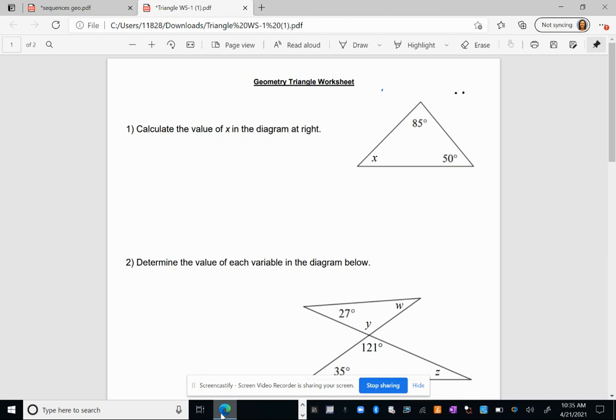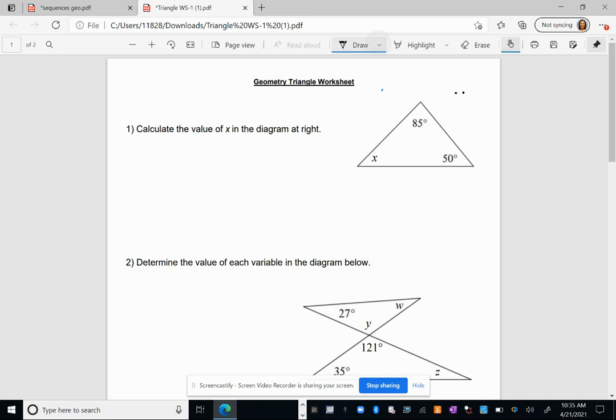So it says calculate the value of x in the diagram at the right. So this problem, we're just wanting people to remember that all triangles, right, their angles add up to 180 degrees. That's something that comes up quite often. So we've got 85 and 50, which makes, you might be able to do that in your head.